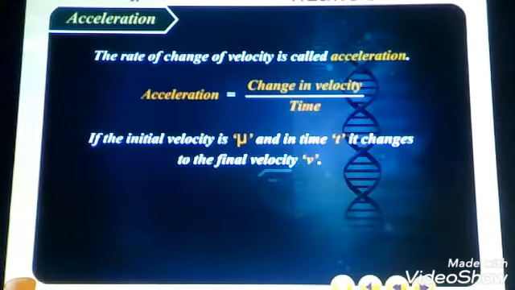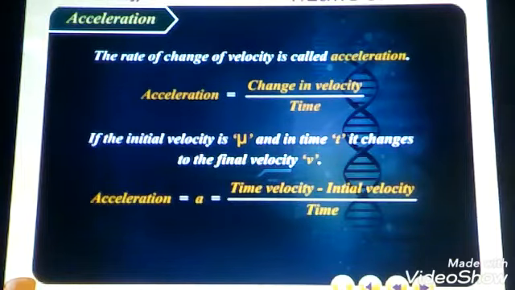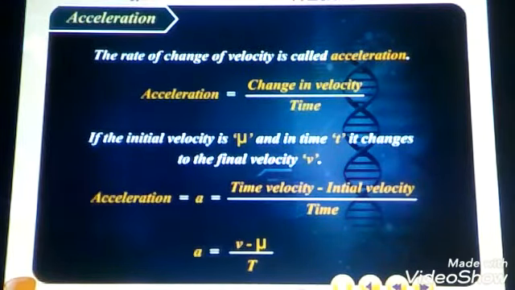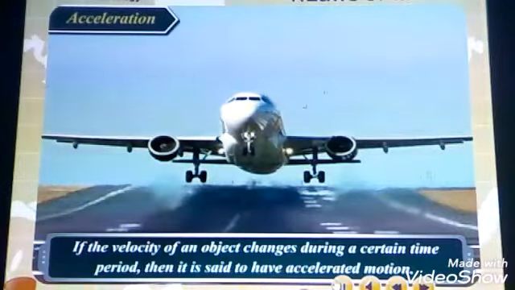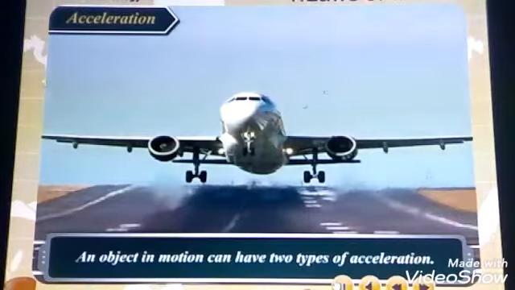If the initial velocity is u and in time t it changes to the final velocity v, therefore acceleration a is equal to final velocity minus initial velocity upon time. Therefore, a is equal to v minus u upon t. If the velocity of an object changes during a certain time period, it is said to have accelerated motion.